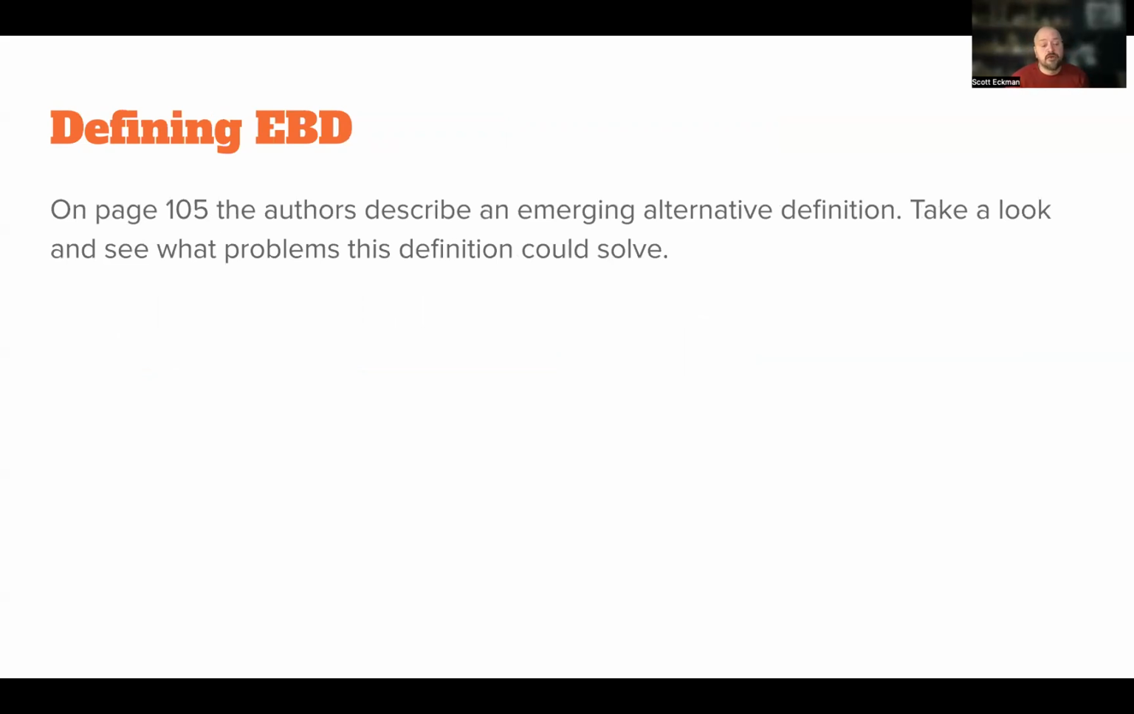So on page 105, the authors start to talk about an emerging alternative definition. Again, take a look at that and consider what problems this emerging alternative definition could solve. The interesting thing I thought about when I was reading is, they reference it as an emerging alternative definition, but you'll notice that it was developed in the 1980s. So they reference this, but it's obviously not something that's been adopted since then, and it seems to have taken a long time for any type of change to happen in terms of the definition.